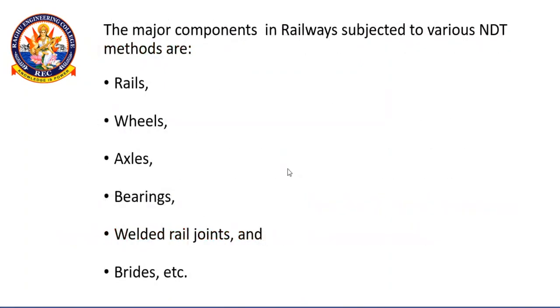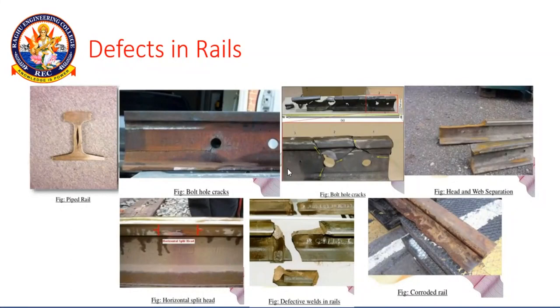Okay, about the first topic, rails. The important major components in the railways are rails, wheels, axles, bearings, welded rail joints, and bridges. These are some of the components in the railways. Rails are nothing but the tracks; wheels, you know, the wheels, axles. So see here some of the defects.